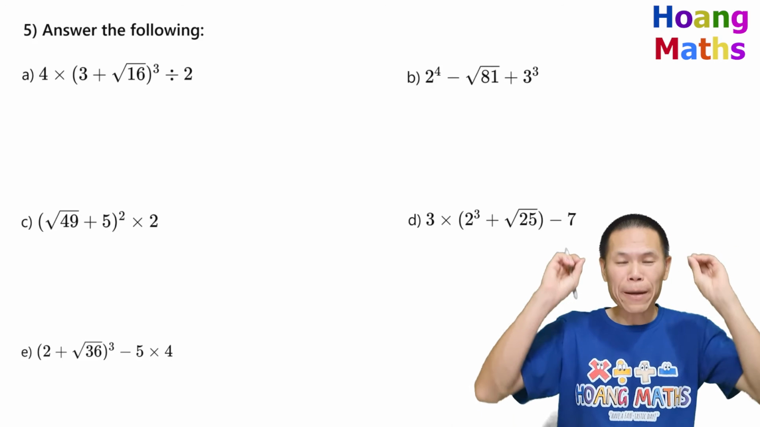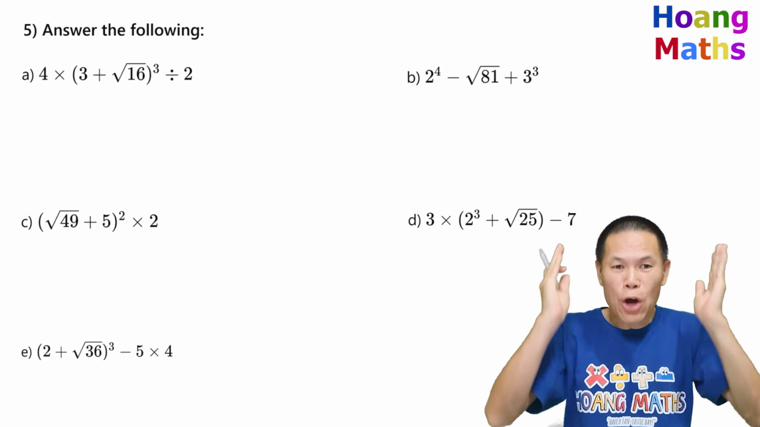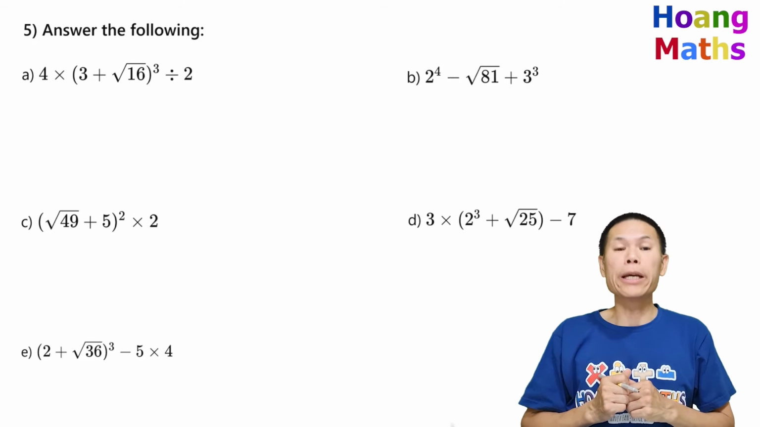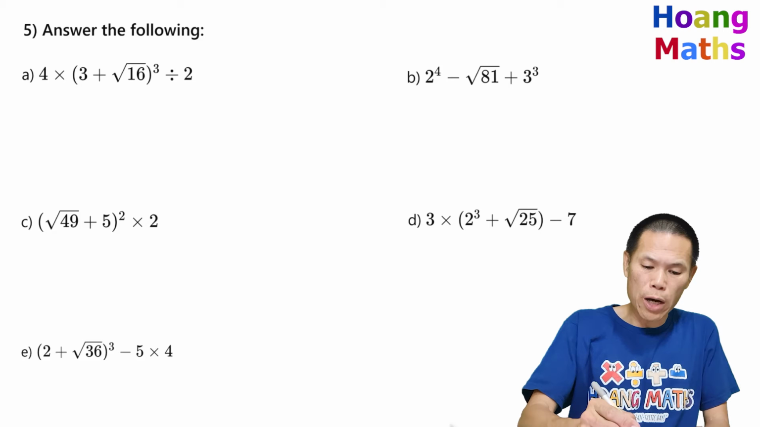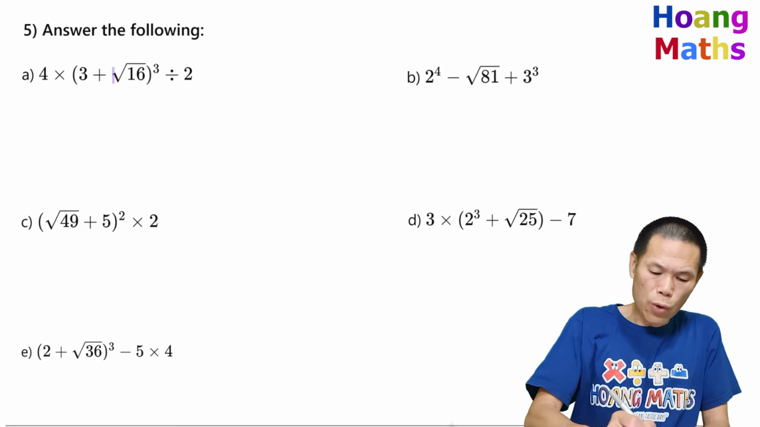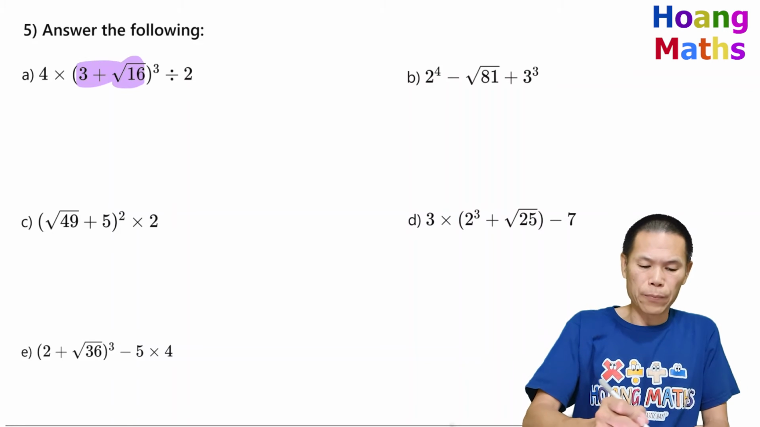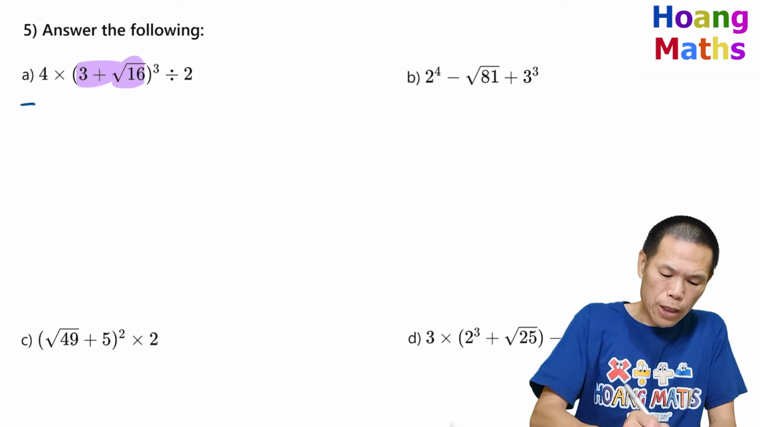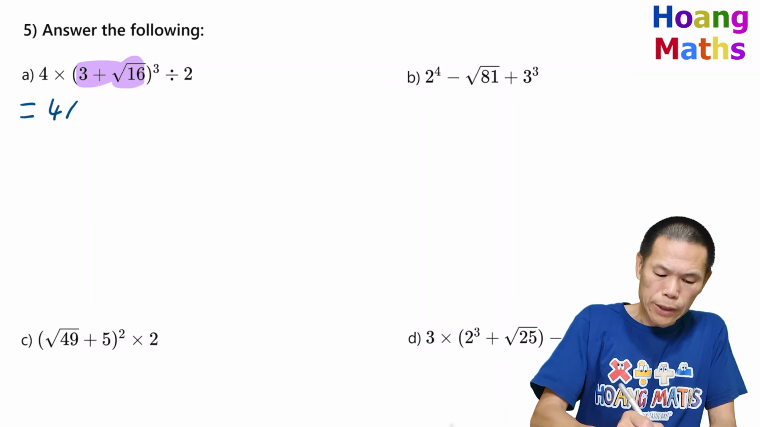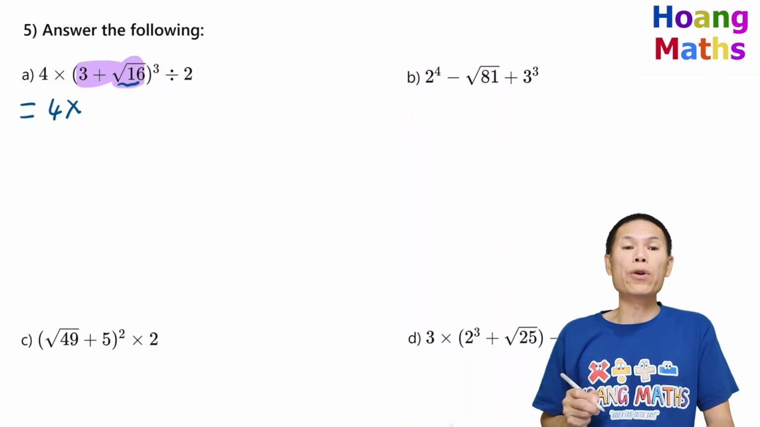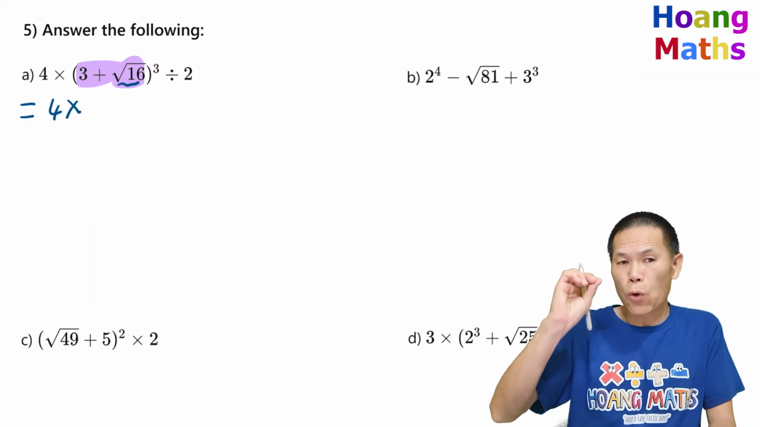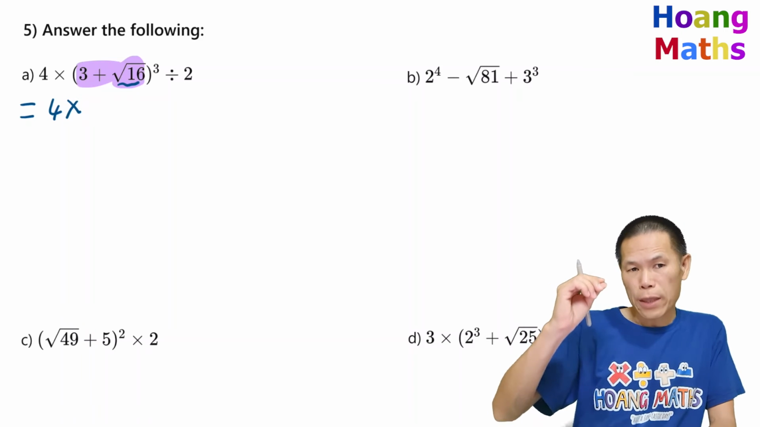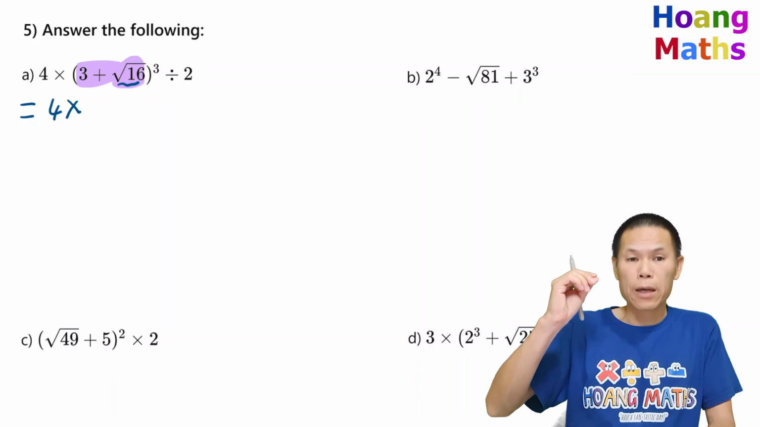Hi there, I'm back. How did you go? Let me go through them with you. First of all, we need to work out the inside bracket first. In other words, we need to work out square root of 16 and then we add 3. So let me just work it out. We know that square root of 16 is 4 because 4 times 4 is 16. Then we plus 3 gives me 7.